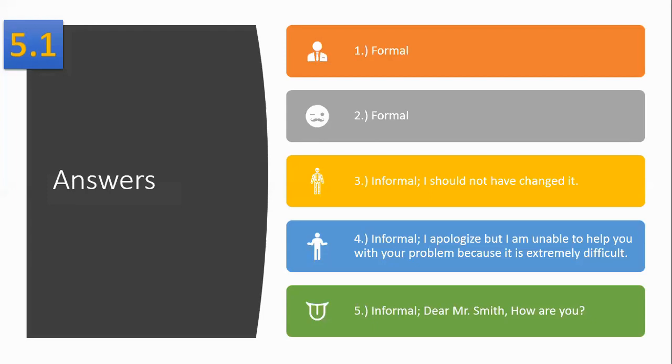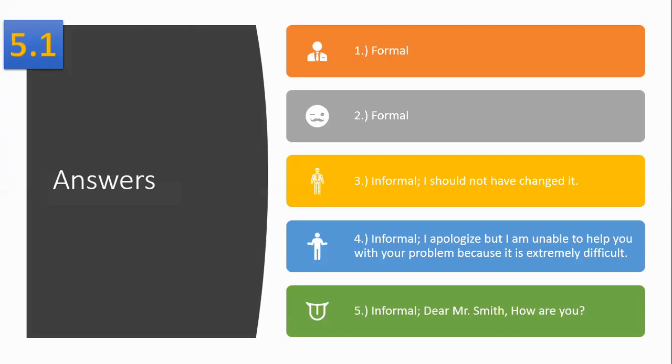The answers are as follows. First one is formal. The second is informal. Third, informal. And the correct version, I should not have changed it. Fourth is informal. You should say, I apologize, but I am unable to help you with your problem because it's extremely difficult. And the fifth, informal.